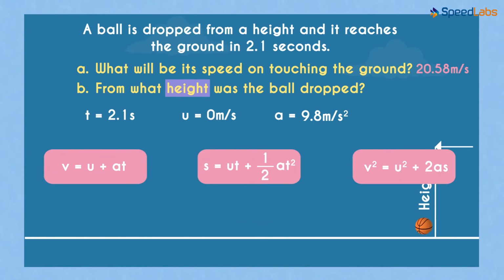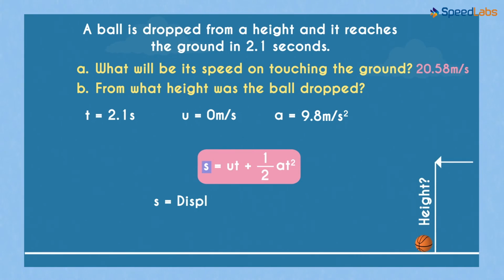Which equation would help us get the height? It'll be the second one. Here, s is the displacement or distance covered by the body. The height will be s here. This term will be 0 as u is 0.